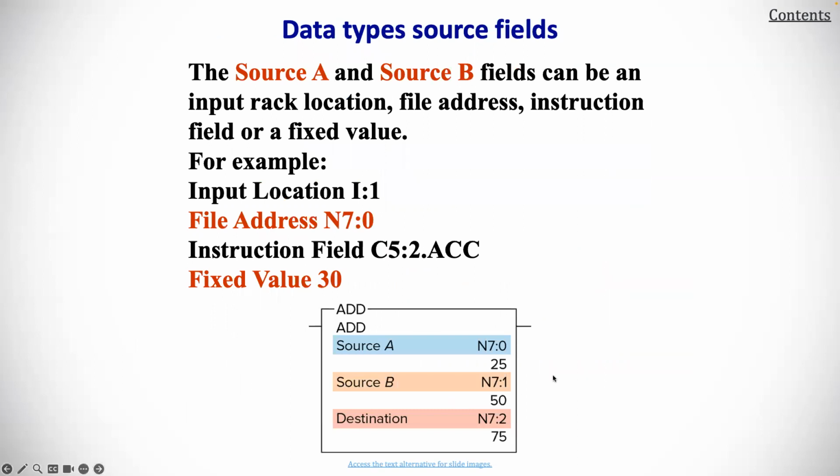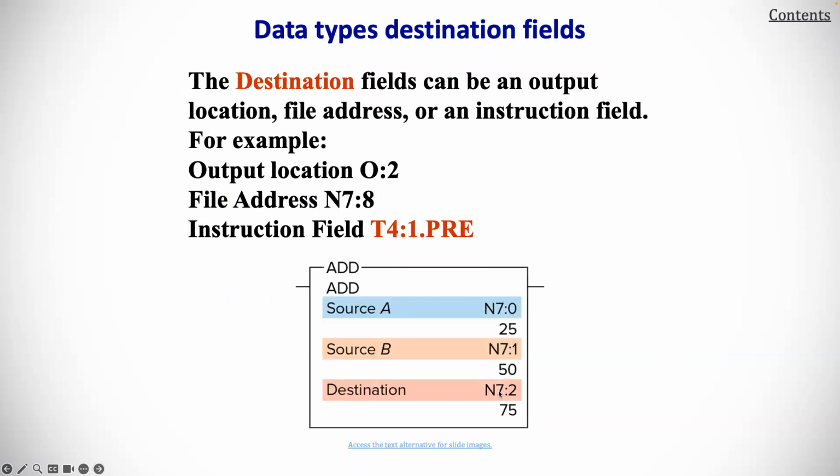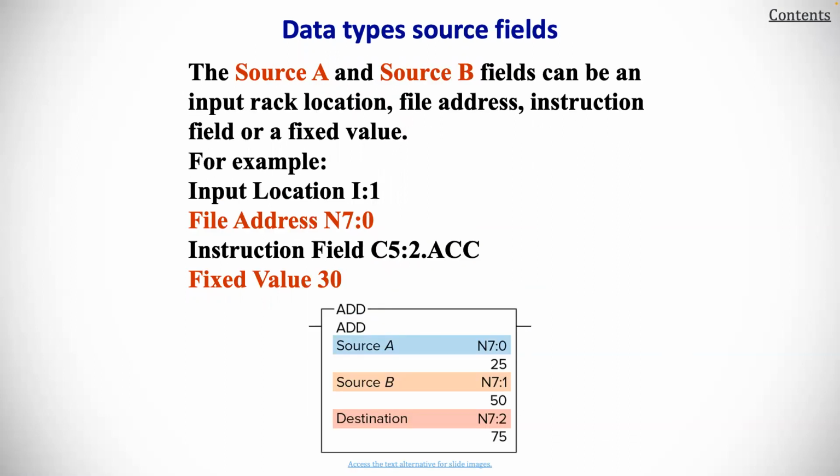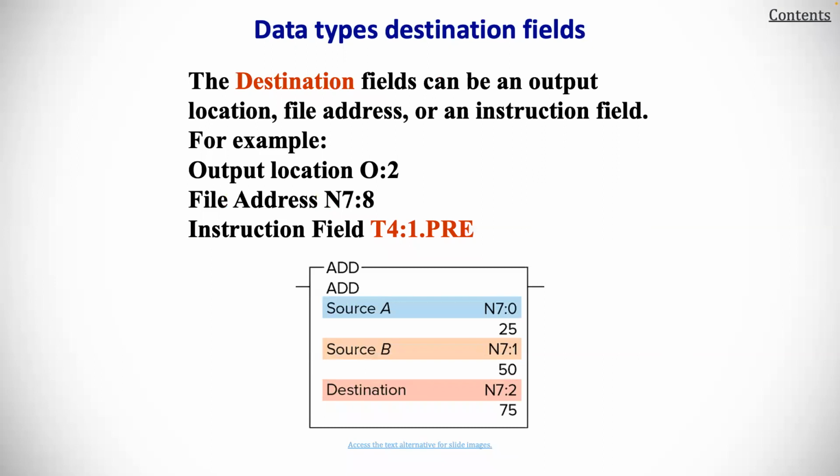Here's a little bit more example. Source A and source B fields can be an input rack location, file address, instruction field, or a fixed value. Here's an example for input location I1, file address N7:0, instruction field C5, and the rest of these things. This is how it would be programmed into the PLC. We have the data type source fields and the data type destination fields. All of these have to be laid out, and they're going to have some values associated with each one of those.